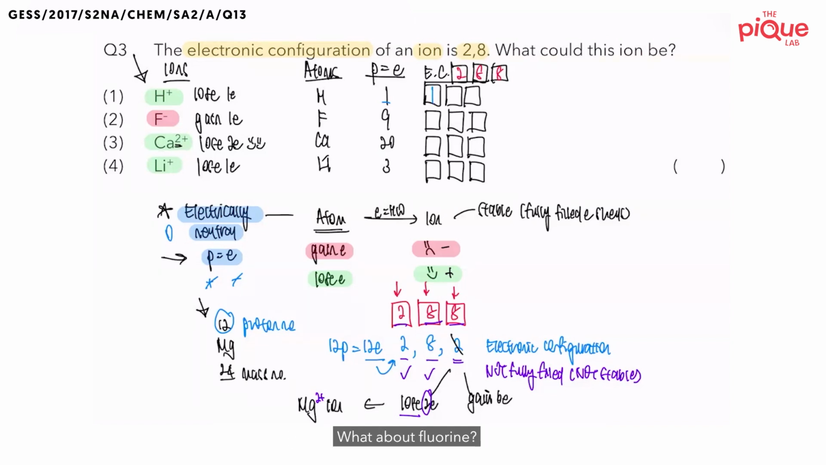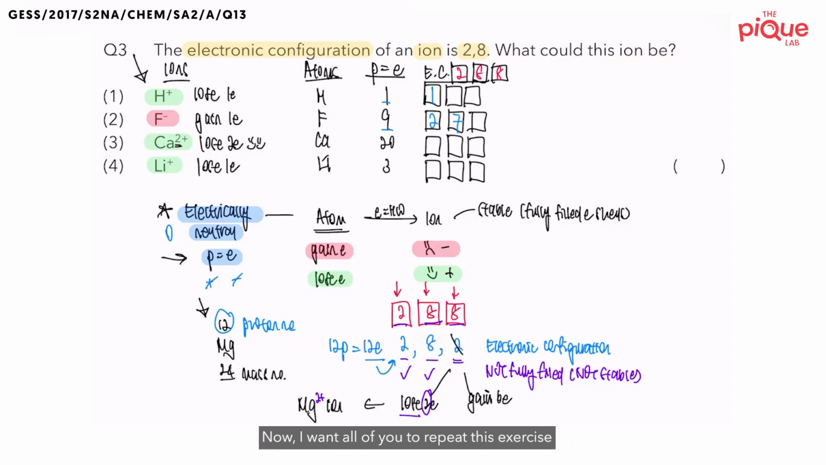What about fluorine? Fluorine has 9 electrons. Can I put all 9 to the first shell? No, the first shell only holds 2 electrons. And that leaves me with 7 electrons. Can I put all 7 into the second shell? Yes, the second shell can hold up to 8 electrons.